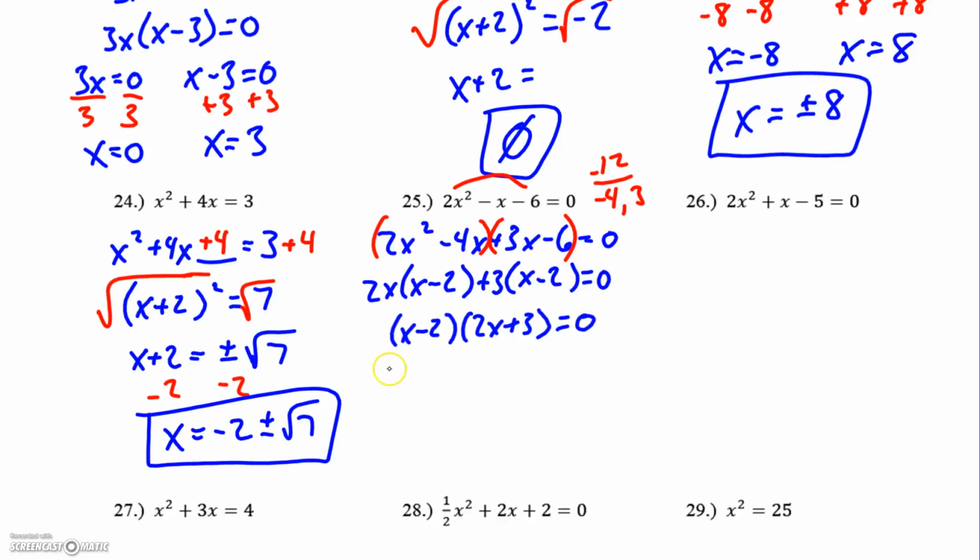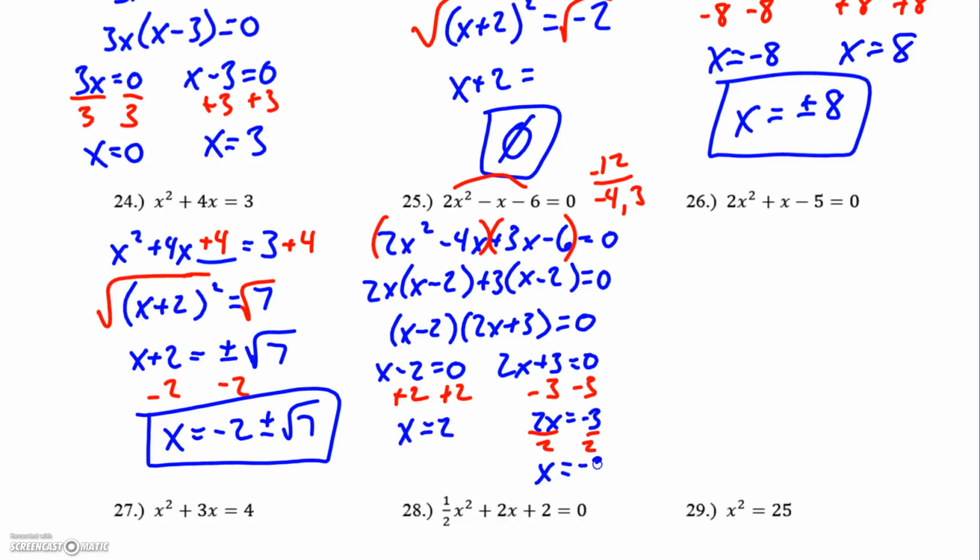And now I can actually solve this thing. I set each factor equal to 0, and I'm going to solve each. Okay. So for this first one, I just have to add the 2 to each side. That's going to leave me with x equals 2. The second piece of this, I'm going to have to subtract the 3 from each side. That gives me a 2x equals a negative 3. And now I have to divide each side by the 2. So I find out that x equals a negative 3 halves.